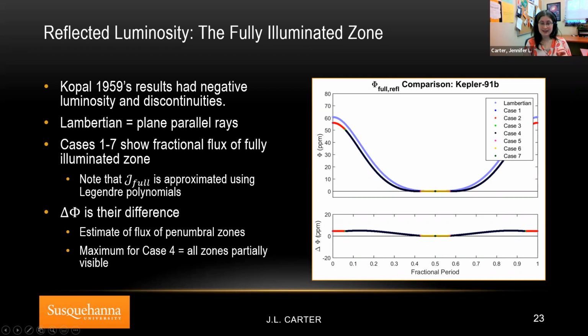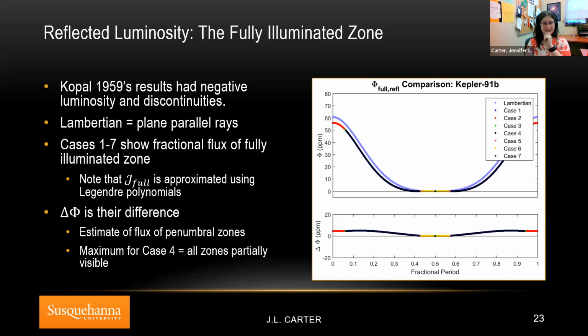Down here is the difference between the purple curve and this multicolored curve. And we see it's at a maximum somewhere near quarter phase. It's not exactly at quarter phase. Again, this is only due to the fully illuminated zone. So we're not seeing this being at a maximum difference at new phase. I judge this delta phi as a very rough estimate of the total flux that might come from the penumbral zone from Kepler-91b, at least during quarter phase, less so near new phase. I don't think that applies as well during new phase.